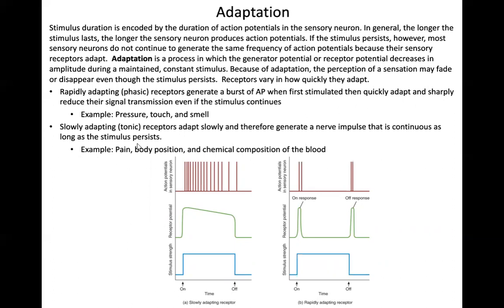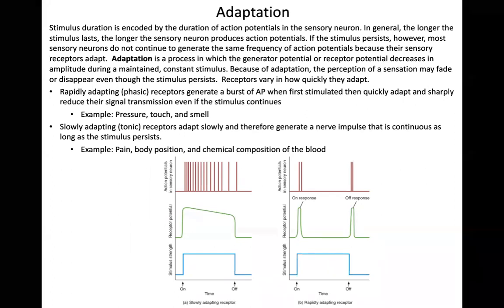What if we didn't continue to send information to our brain for body position? We wouldn't be able to stay upright. Same thing for chemical composition of the blood. If our pH isn't all right, we've got to fix that or we're going to die. So these are things that we can't just ignore. Make sense?